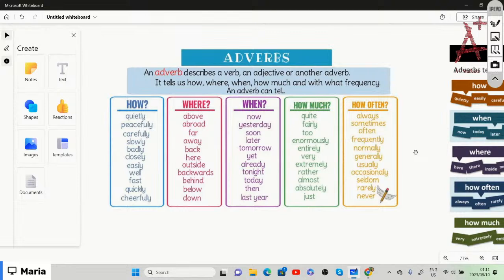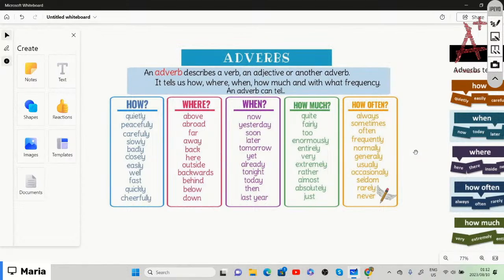And then we have adverbs that tell us how often, right? So if it tells us how often, then it's either always, sometimes, often, frequently, normally, generally, usually, occasionally, seldom, rarely, or never, right? So that is but a few examples of adverbs, right?